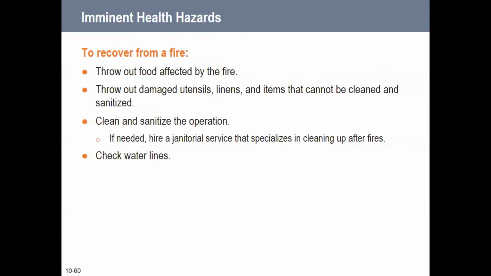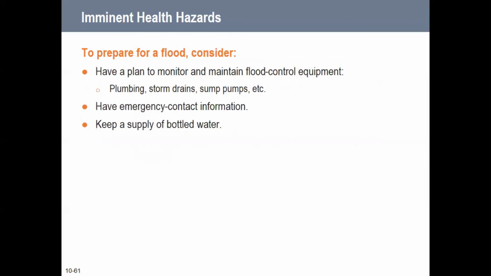If there's a fire, you've got to throw out any food that's been affected by it. Also damaged utensils, linens, and items that cannot be cleaned and sanitized. We need a deep clean and sanitize operation. Sometimes it's necessary to hire an outside service that deals with cleaning up after fires. Of course, we want to check the water lines to make sure they're all still good, that there are no issues or anything along those lines.